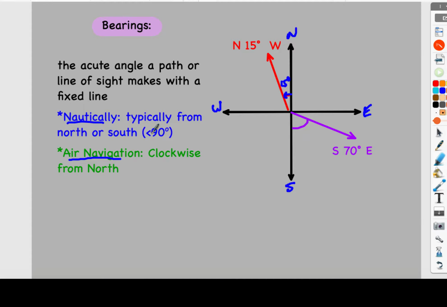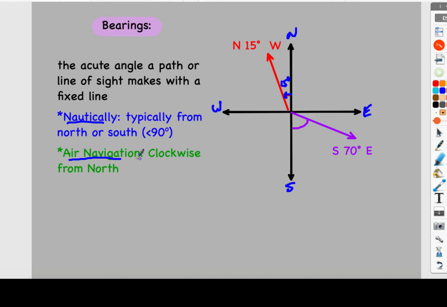These will never be more than 90 degrees, because if you enter a different quadrant, if I moved up into quadrant 1 over here, then I should be measuring from the north to the east, rather than from the south to the east, right? So again, we'll never pass that quadrant. We'll never pass that x-axis, right?